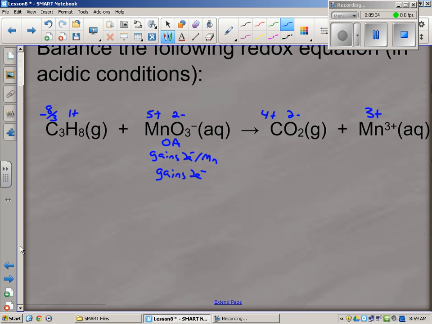You can see carbon. Carbon goes from a negative 8/3 up to 4. Okay? So it's going up, so this is obviously a reducing agent. This gains, or sorry, loses, I should say. Can't have two things gaining, that's silly. Loses, well, here we go. How many electrons does it lose?